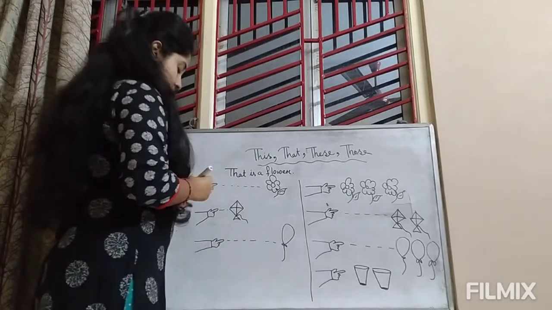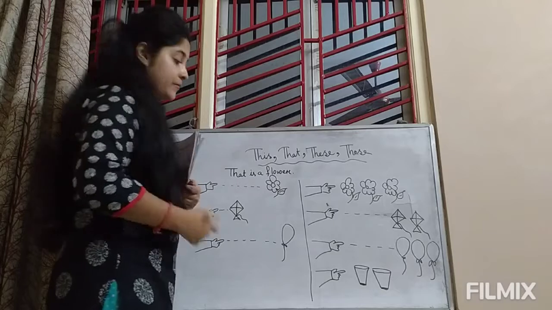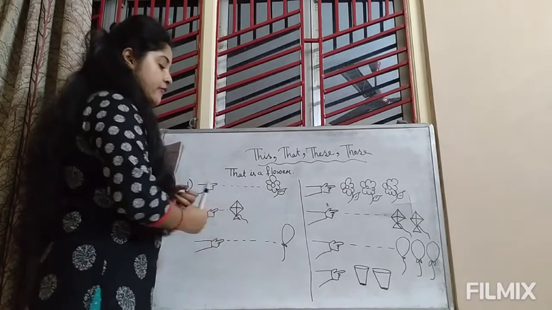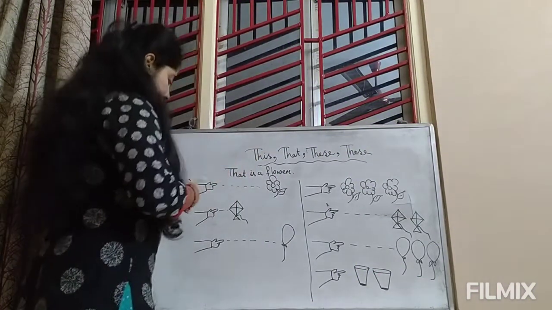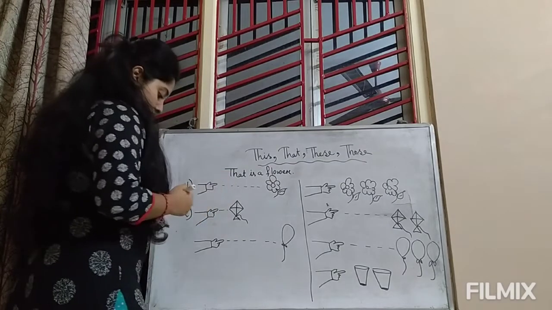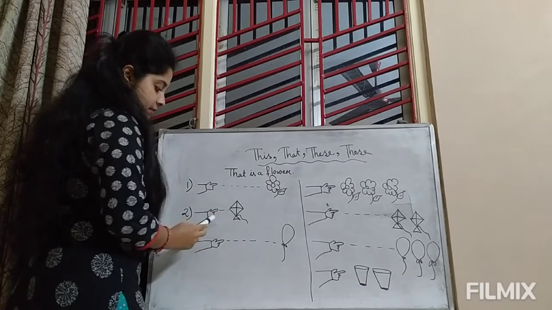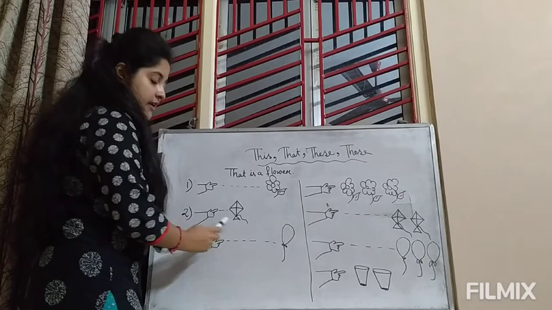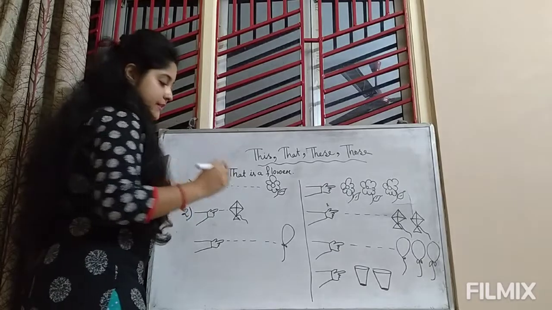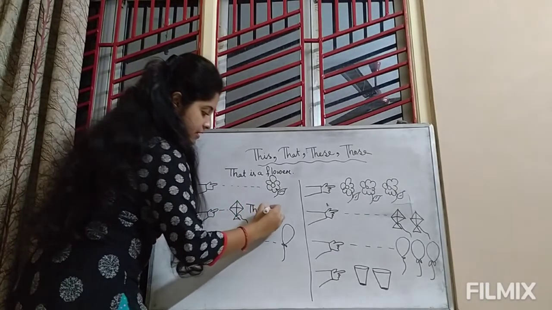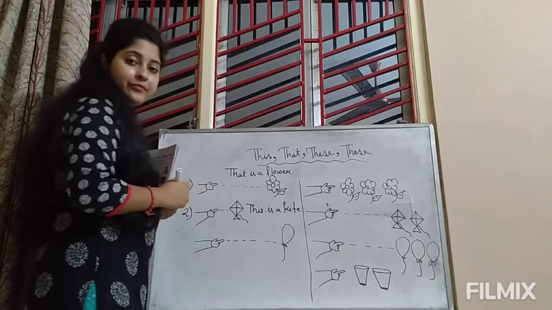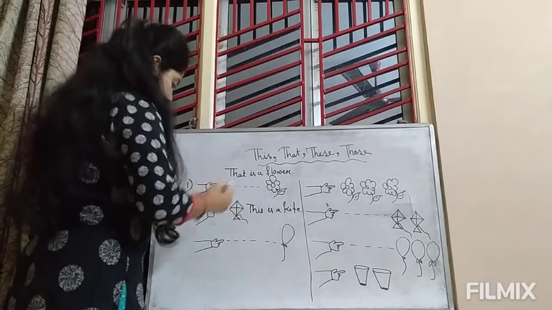Understand, students? Why have I used that? Because the flower is far from this hand. That's why I have used that. Fine? Understand? Okay. Now look at the second example. Here we can see that the kite is near to this hand. Right? This kite is near to this hand. That's why here we will say this is a kite. Understand? Fine.